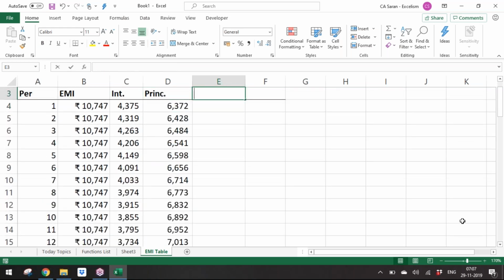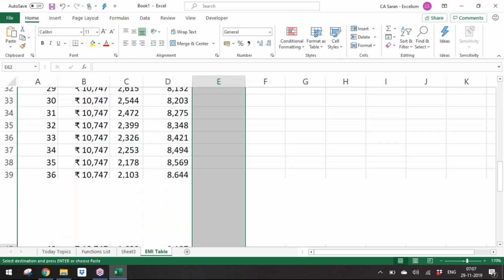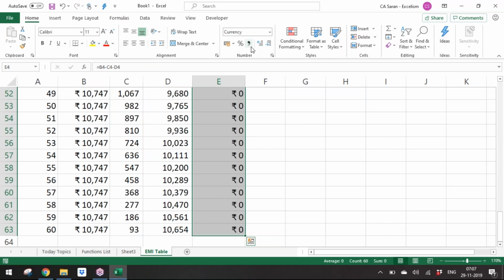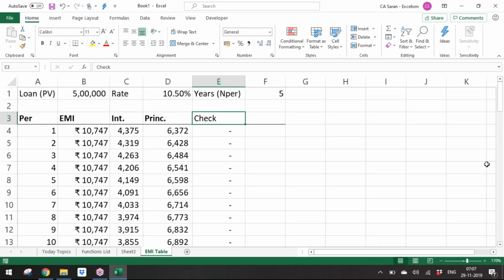So what is the check here, whether this is correct or wrong? Validation controls are very important at every aspect of your Excel, so that if something goes wrong, we can immediately rectify it there itself. See, absolutely everything, my balance is 0, right? This is the way we calculate.